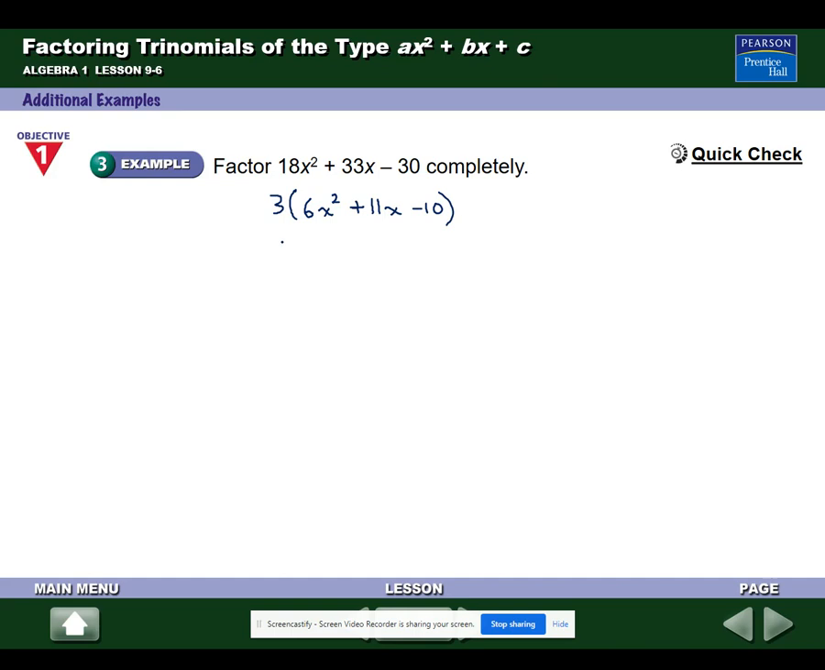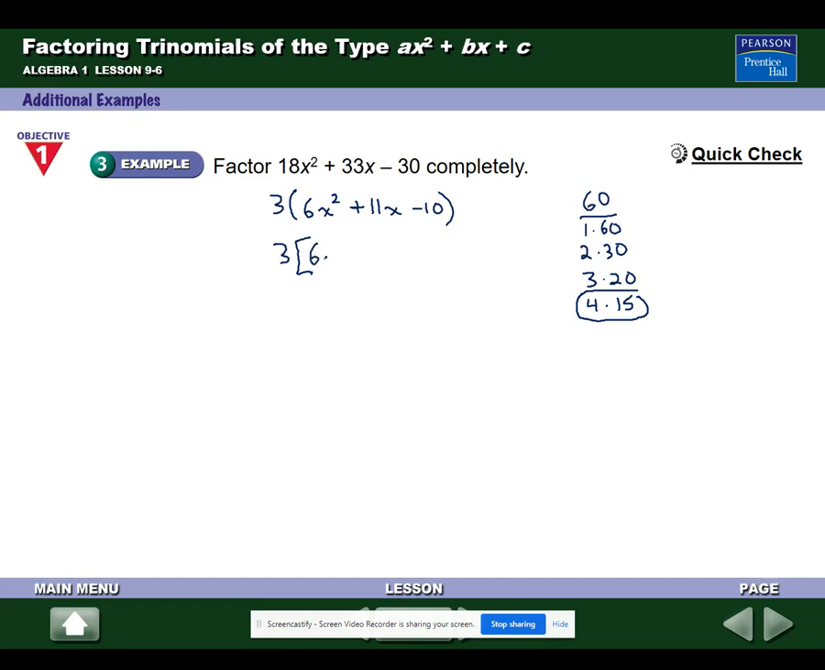Okay, now let's do grouping first this time. 6 times 10 is 60. We're looking for a difference of 33. 1 and 60, 2 and 30. I'm sorry, not 33. A difference of 11. The 3 is already taken out. I'm looking inside the parentheses here. 60, I'm looking for a difference of 11. 3 and 20, 4 and 15, and there you go. 4 and 15 are different by 11.